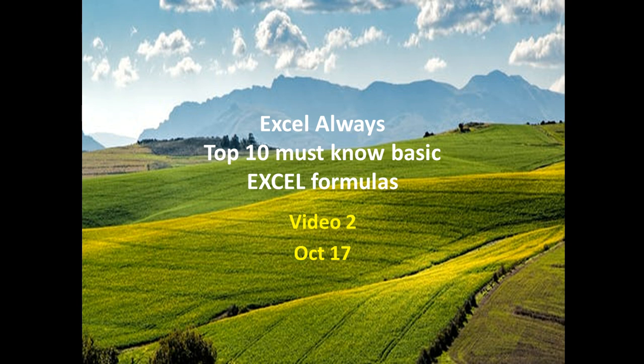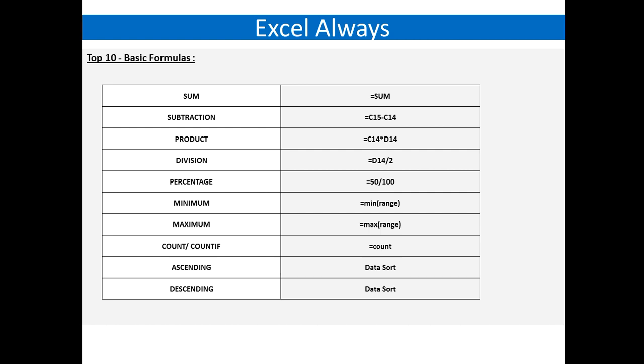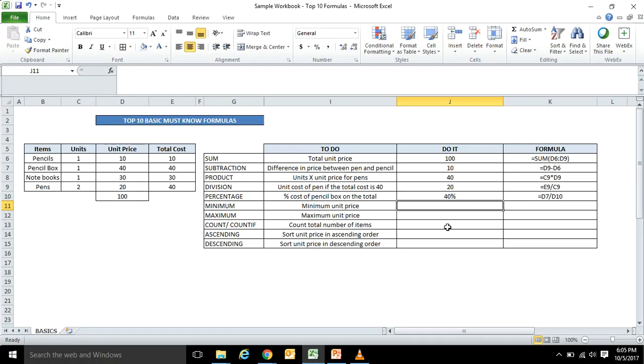So we stopped last time at percentage. We're going to now continue from minimum, maximum, count, and sorting. So let's quickly move on to doing it ourselves and finding out how it would all appear.